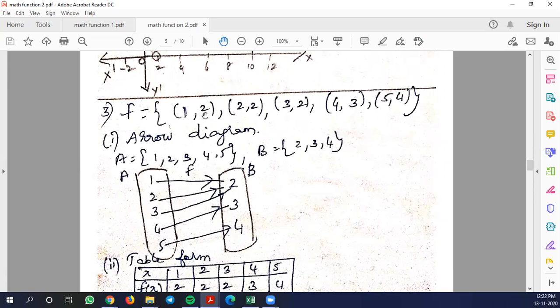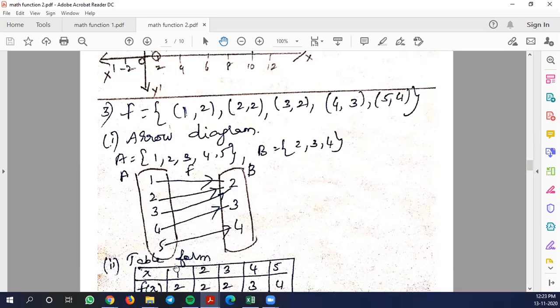Then B is the second element of the ordered pair: 2, here again 2, 3, 4, 2, 3, 4. So we are writing A set 1, 2, 3, 4, 5 and B set 2, 3, 4. And we are matching this one: 1 to 2, 2 to 2, 3 to 2, and 4 to 3, 5 to 4. See these ordered pairs and draw this arrow diagram.